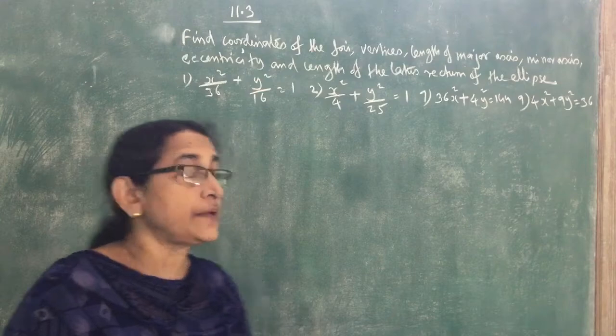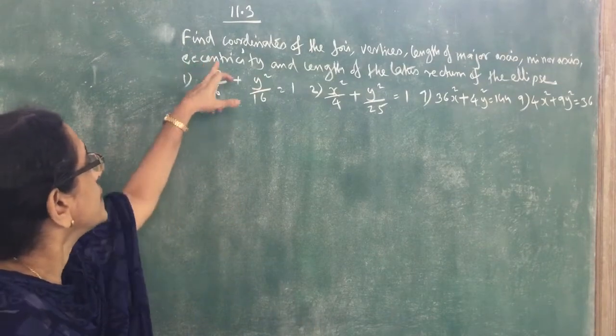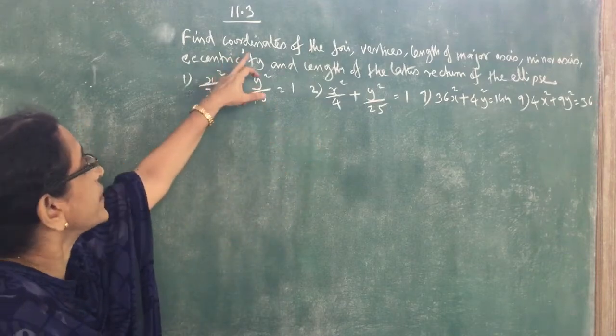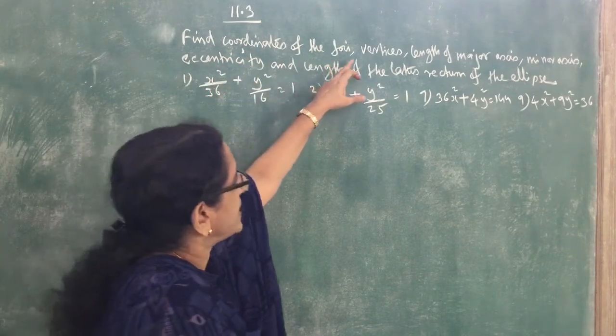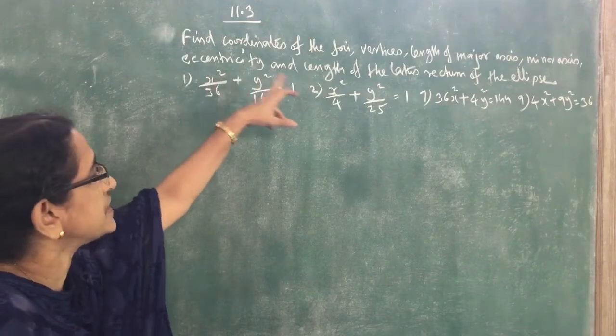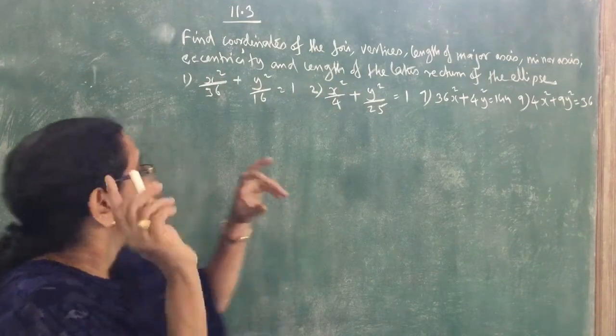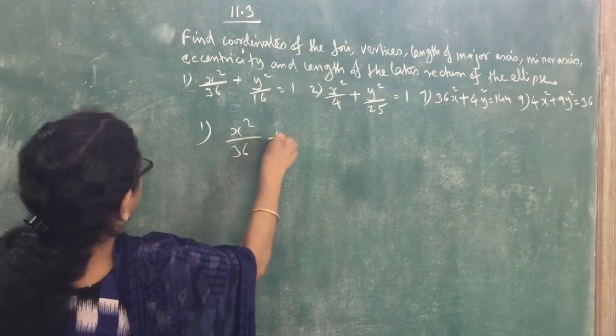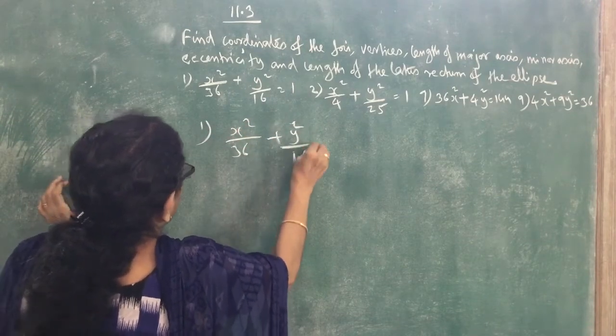Exercise 11.3, first question. For these ellipses, we have to find the coordinates of the foci, vertices, length of the major axis, minor axis, eccentricity and length of the latus rectum. So consider the first one, x square by 36 plus y square by 16 equal to 1.